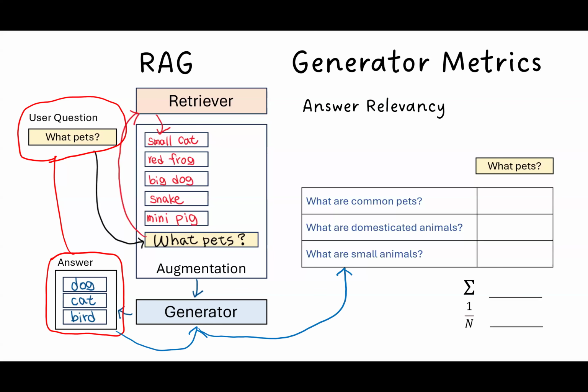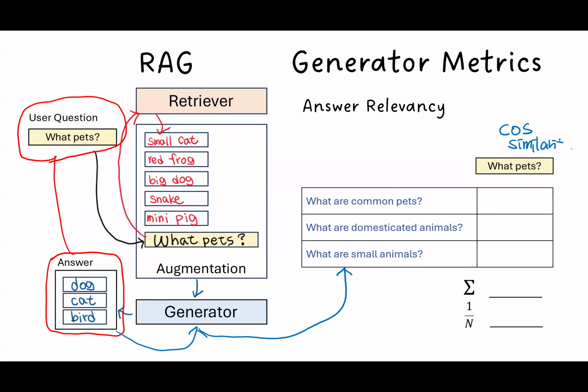First, after seeing dog, cat, bird, probably one question is what are common pets, because that's what they have in common. They could all be pets. What are domestic animals is another fair question. And what are small animals? They are also kind of small, so it's also a fair question given this answer. Now we have these three questions and we compare them to the original question. In this case, they use a non-large-language-model tool to compute this, using sentence embeddings to compute their similarity. For instance, between what are common pets and the original question, we use cosine similarity.